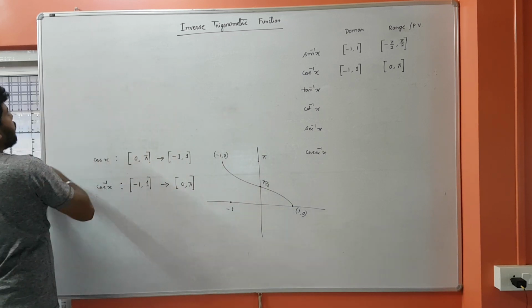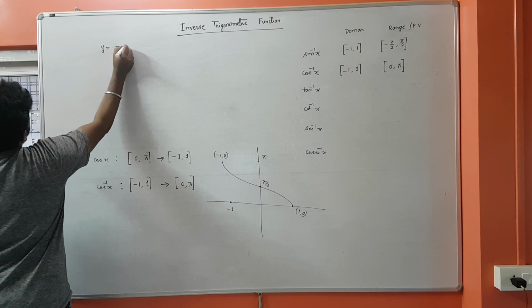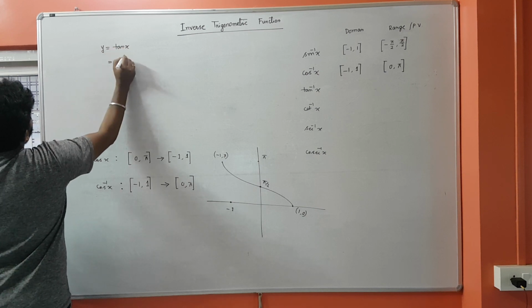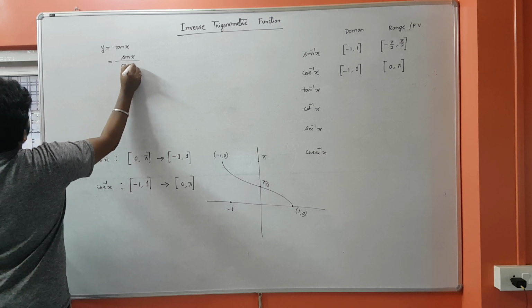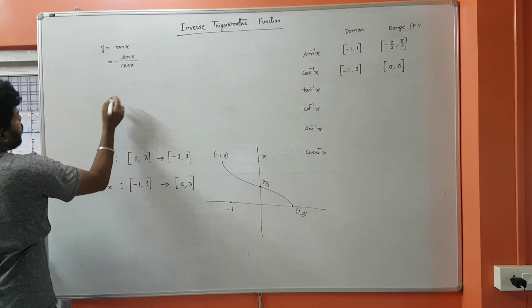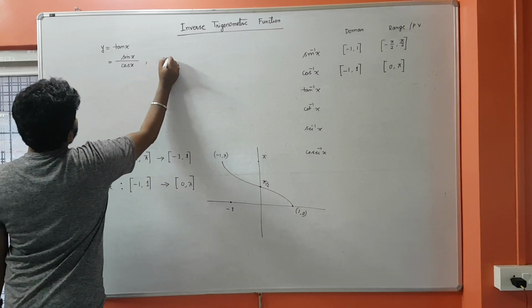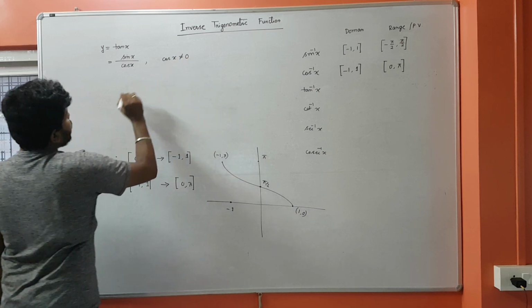What is tan x? y is equal to tan x. Tan x means sin x by cos x. When cos theta is equal to 0, tan x will be undefined. That is, cos x not equal to 0.